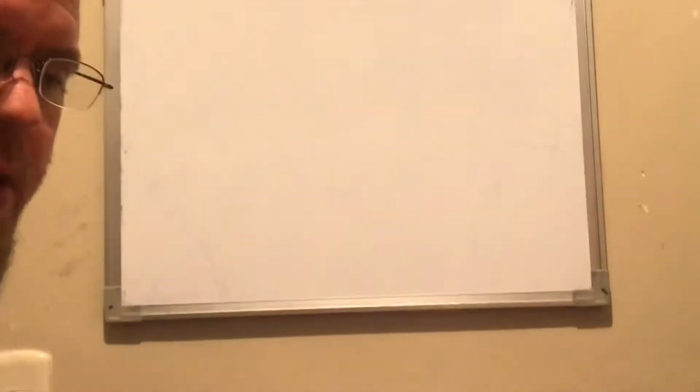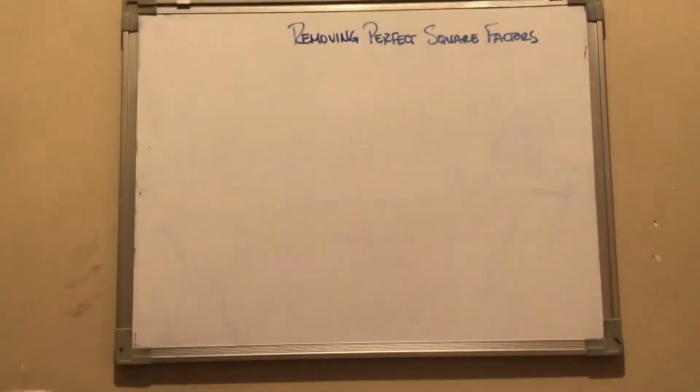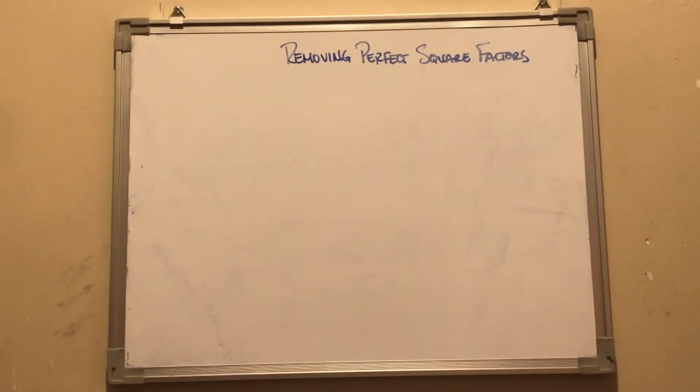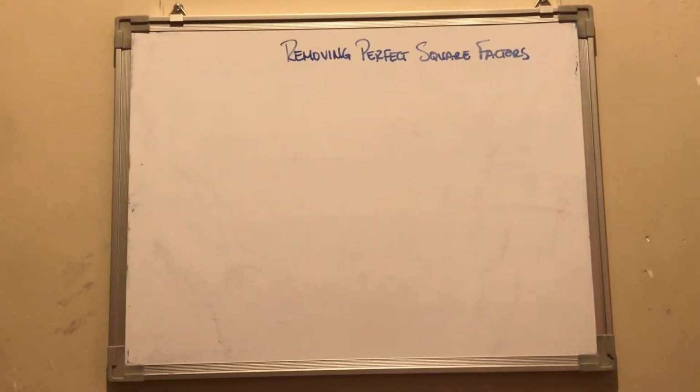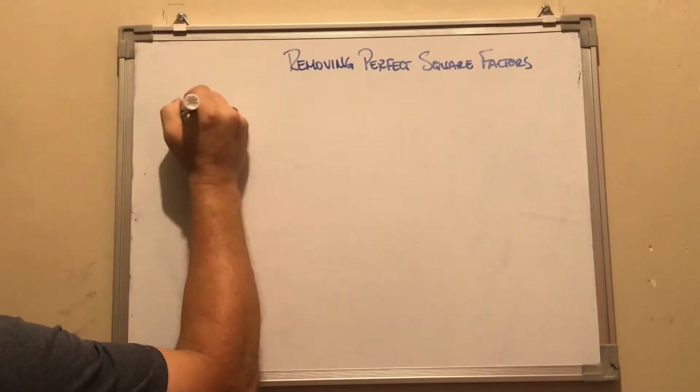So before we start, on page 279 of your book, you'll see at the very top it says the product rule for radicals. So if you remember, last time we talked about the quotient rule. So we have the quotient rule.